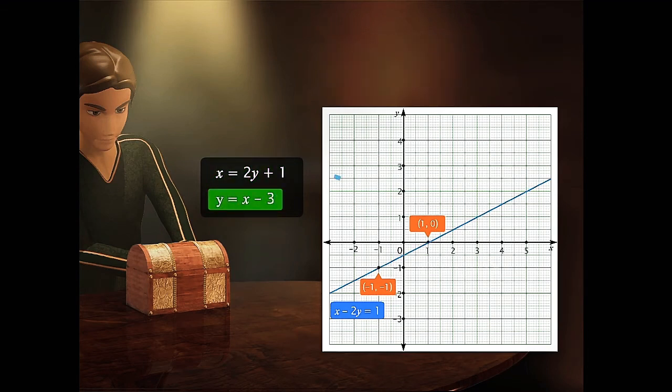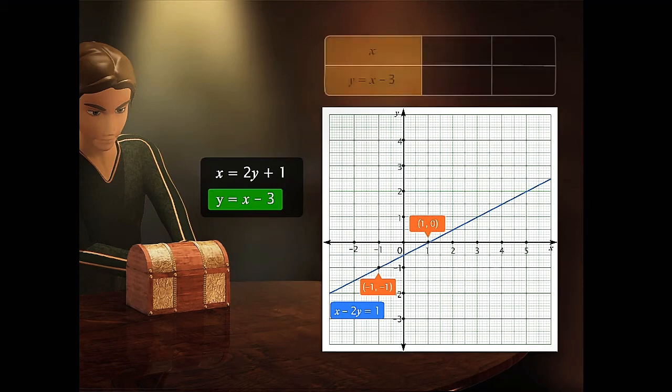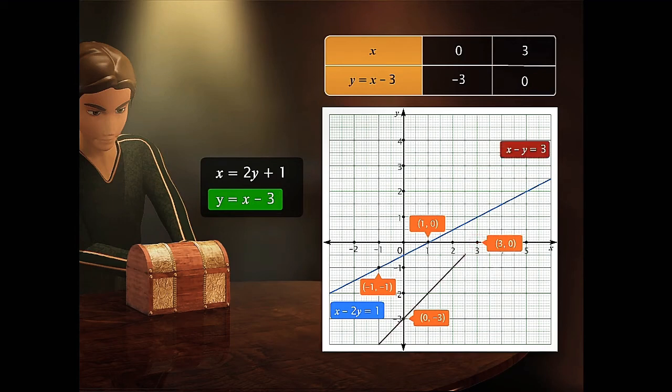Next, on the same graph, let's draw the graph for second linear equation y equals x minus 3. Similarly, we take 2 points whose coordinates satisfy the equation y equals x minus 3. Let's take the values of x as 0 and 3. So, we get the corresponding values of y as minus 3 and 0. Plotting the points 0, minus 3 and 3, 0 and joining them, we get the line that represents the given equation.